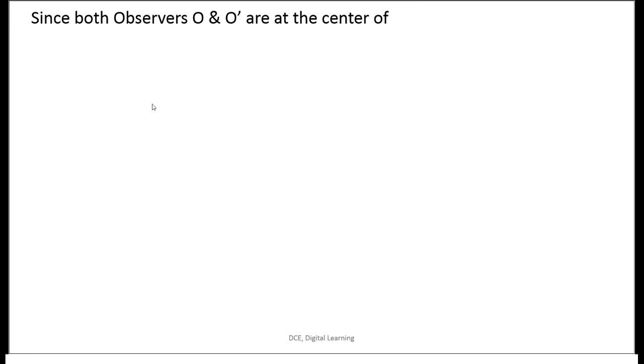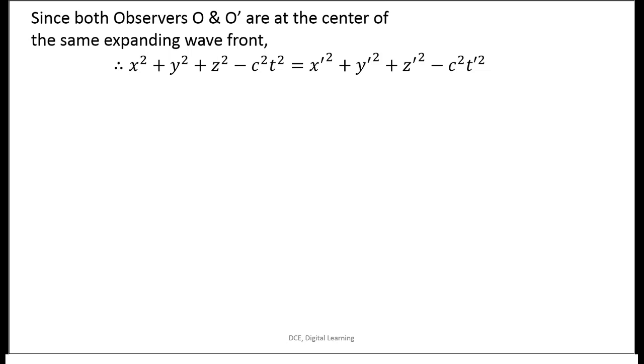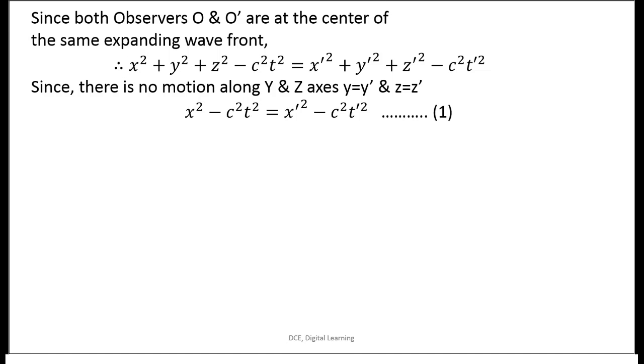That is, since both observers O and O prime are at the center of the same expanding wavefront, we can write R square is equal to R prime square, or x square plus y square plus z square minus c square t square is equal to x prime square plus y prime square plus z prime square minus c square t prime square. Since there is no motion along the y and z axis, y is equal to y prime and z is equal to z prime.